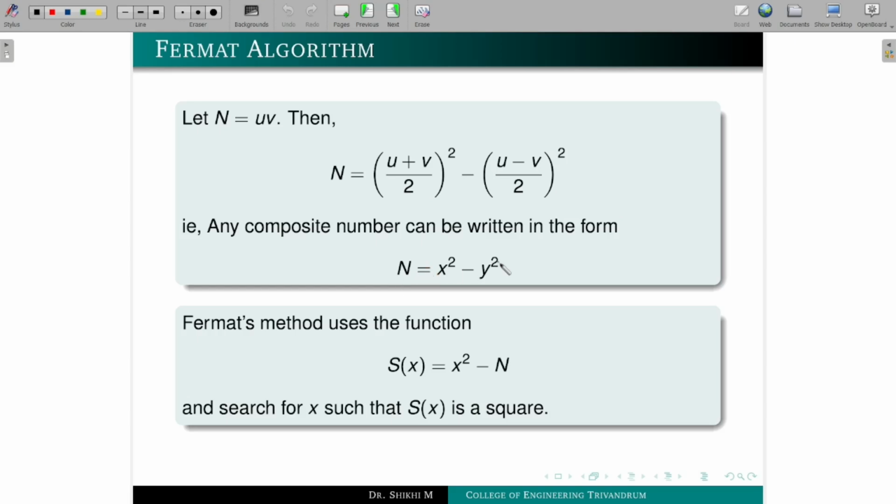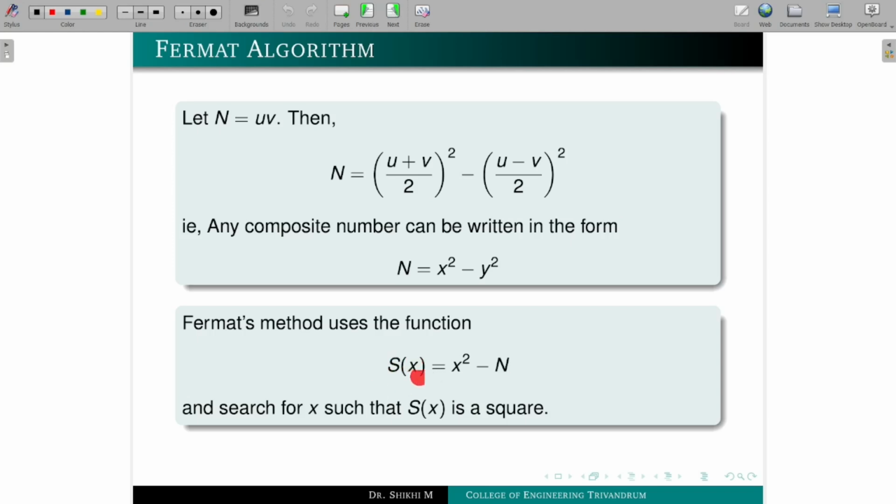For that, we will take y as a function of x. So we have s of x equal to x square minus n, and we will find an x such that s of x becomes a square. If s of x is a square, n can be written as x square minus something square, that is n is equal to x square minus y square. Then you can factorize it as x plus y into x minus y. So that's the method used in Fermat's algorithm.